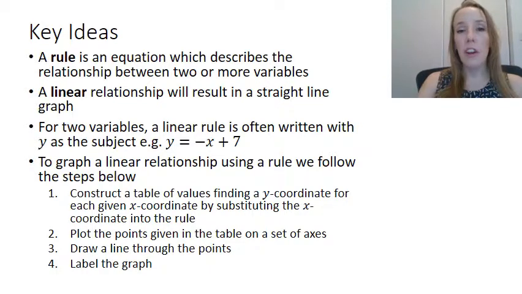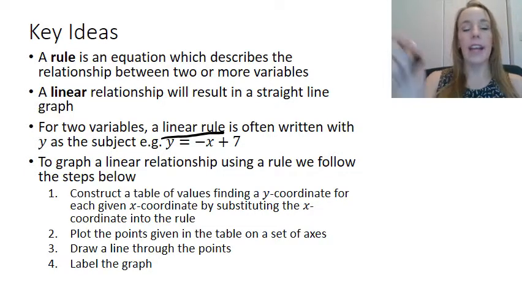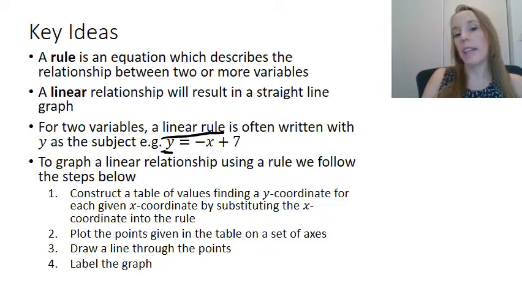Okay, so for two variables, a linear rule. So this is a rule relating two variables. In this case, it'll be x and y, and linear, meaning we're going to graph a straight line. So the rule for a straight line is often written with y as the subject. So y is written to the left by itself, and then the rest of the rule is written on the other side of the equal sign.